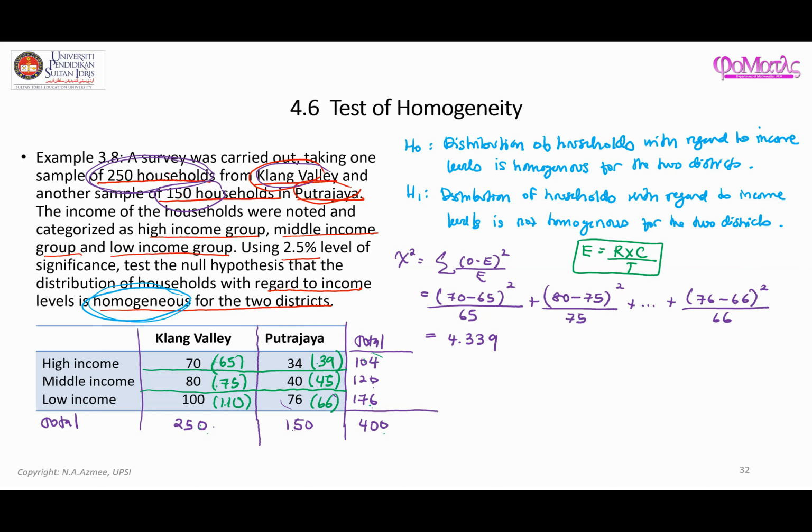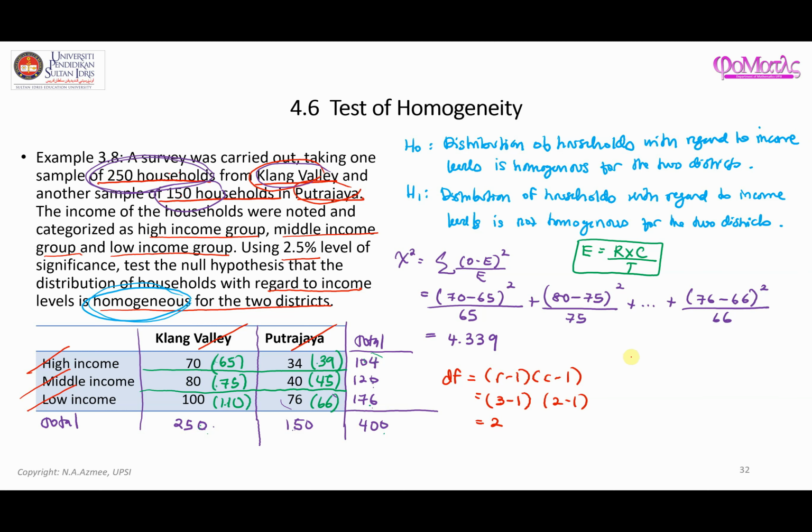Now on the third step, we need to find the critical values. So this is considering the traditional approach. First of all, what's the degrees of freedom? Degrees of freedom is R minus 1 times C minus 1. R is the number of rows. We have 3 rows, so 3 minus 1. Next, C is 2, so 2 minus 1. And the answer is going to be equal to 2. Degrees of freedom is 2.